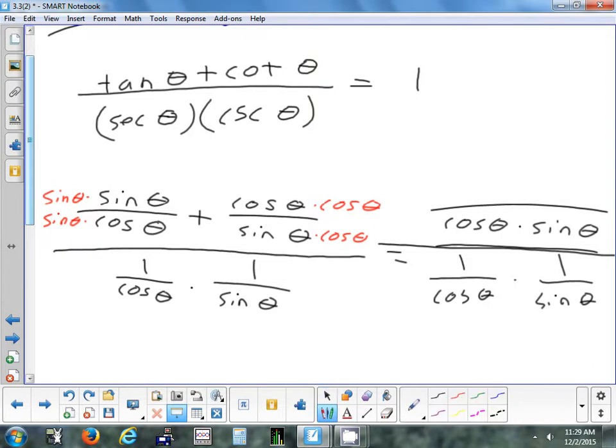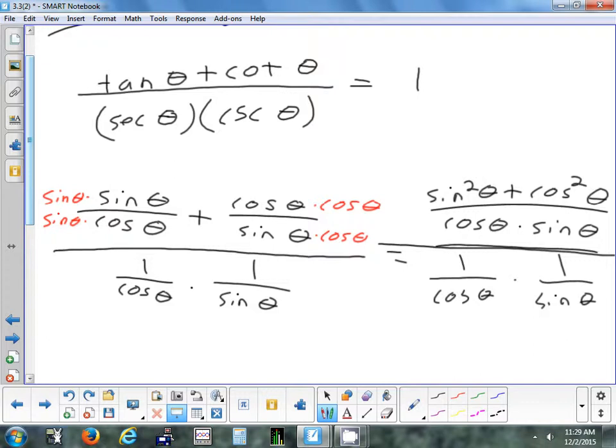These are still going to cancel out. There is going to be some canceling, yep. What's sine times sine? Sine squared. What's cosine times cosine? Cosine squared.